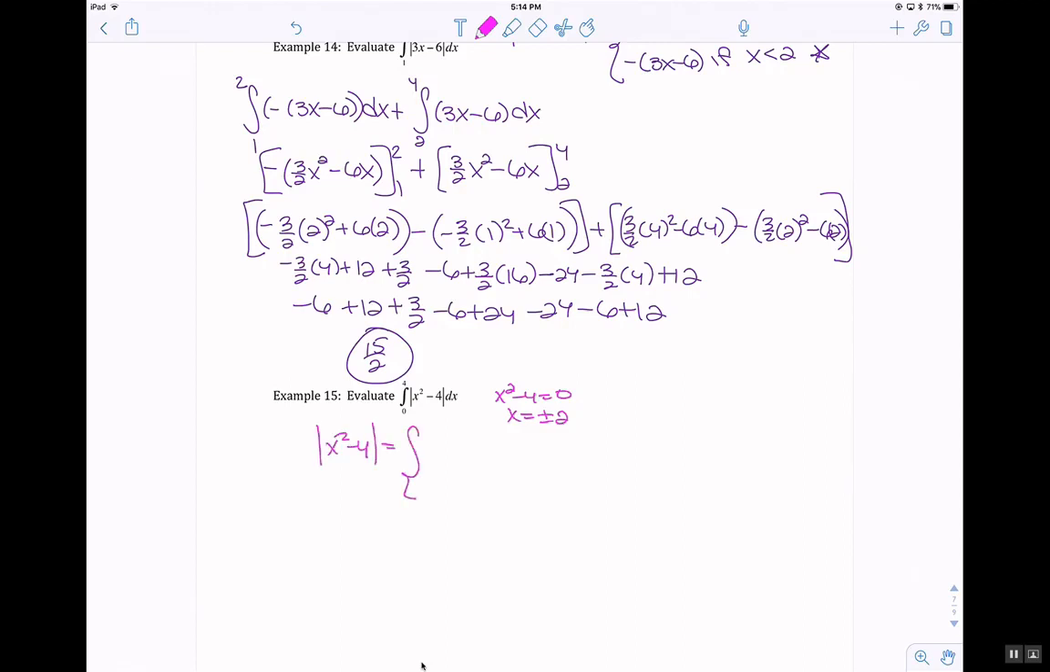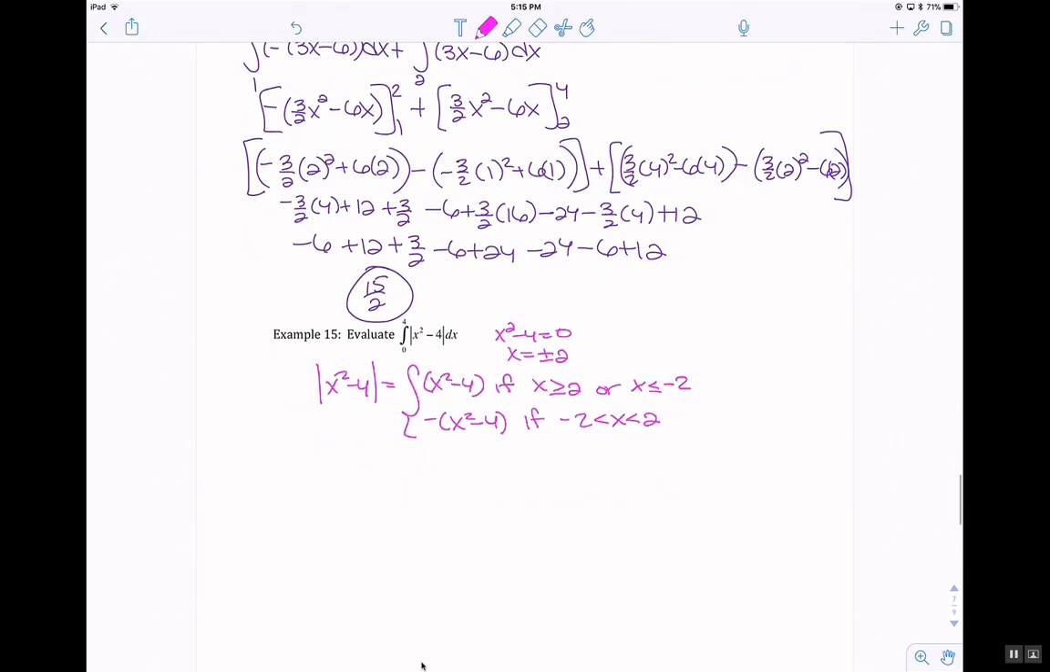x squared minus 4 if x is greater than or equal to 2, or x is less than or equal to negative 2, and then it's the negative of x squared minus 4 if x is between negative 2 and positive 2. Okay, and you would test this out. This is kind of back to the advanced math thing. When I drop the absolute value bars, x has to be greater than 2 or less than negative 2 in order for x squared minus 4 to always be positive.